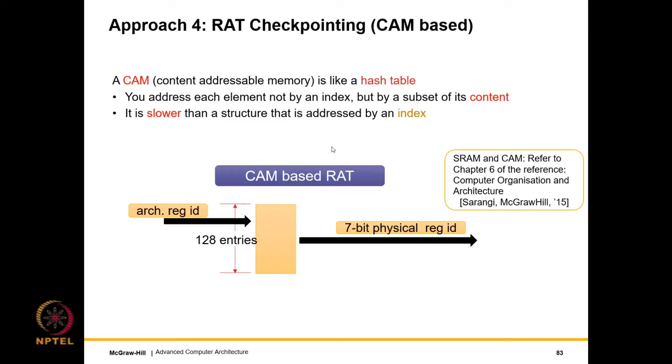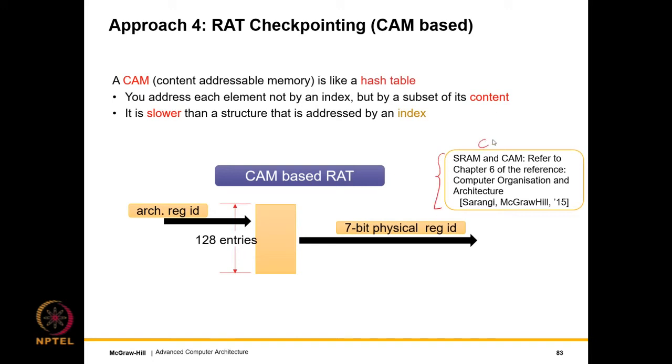Let us now come to the fourth scheme, which is more complicated. Many of you also might not have the adequate background to understand this scheme. So in this case, we architect the rename table differently. A traditional rename table actually uses a structure called an SRAM, a static RAM, and a CAM can be picked up from two sources.